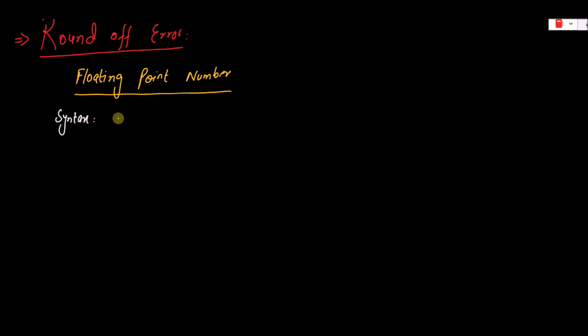The syntax of a floating point number is any sign, plus or minus. Then you have a significant. Then multiplication. Then you have a base. And then in the power, you have a plus or minus sign, and then you have an exponent.